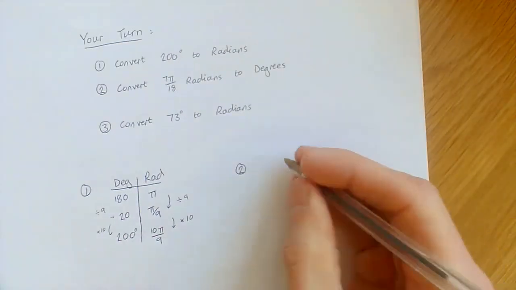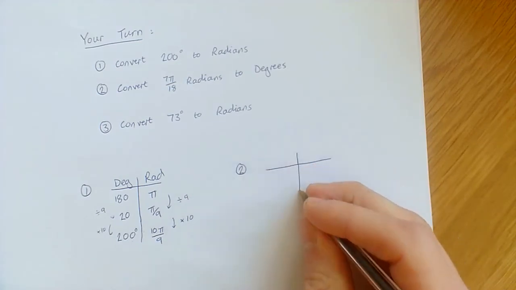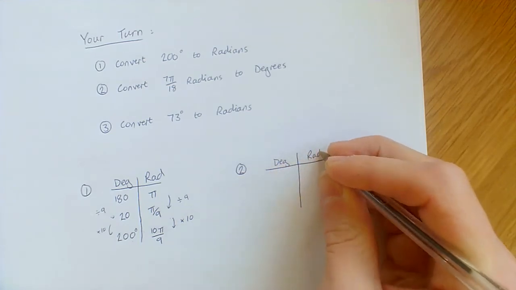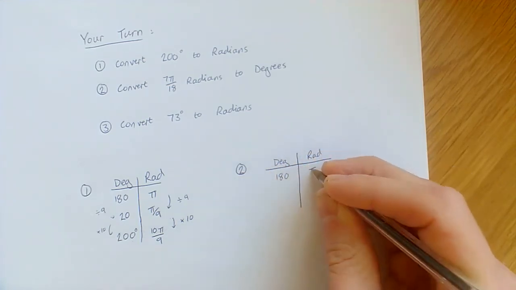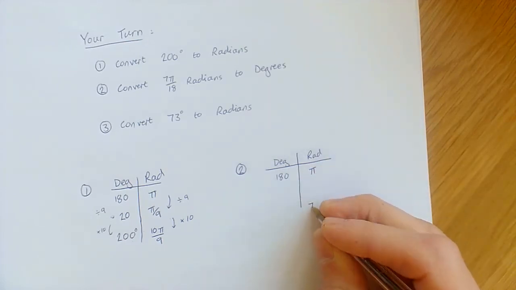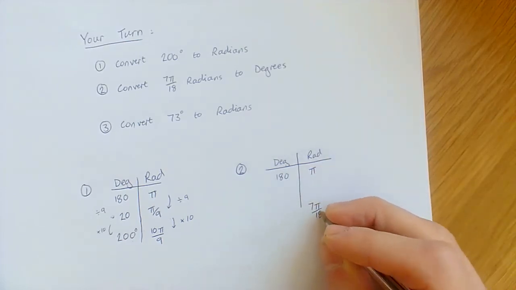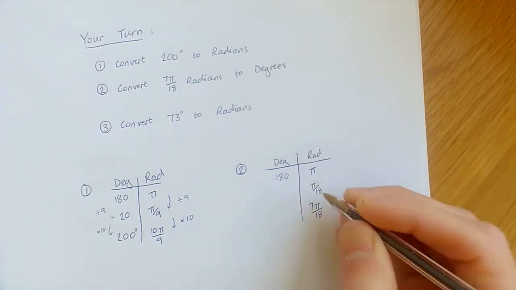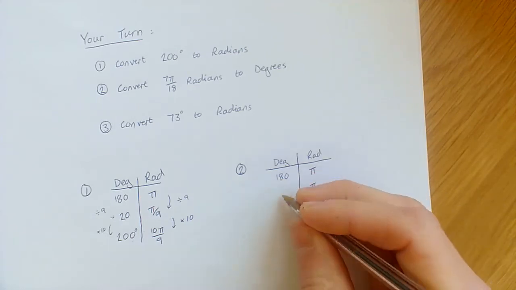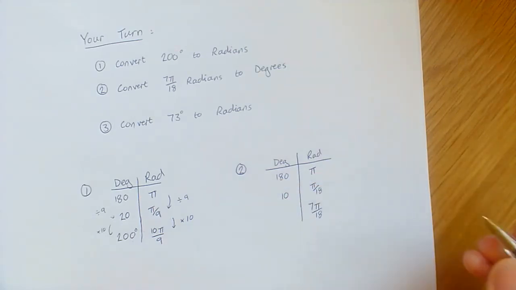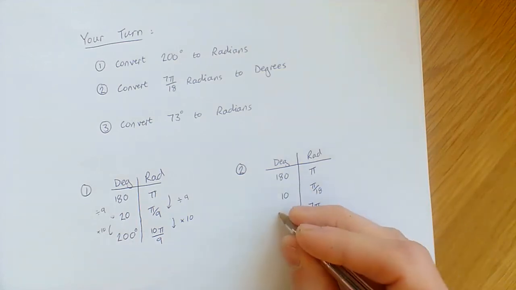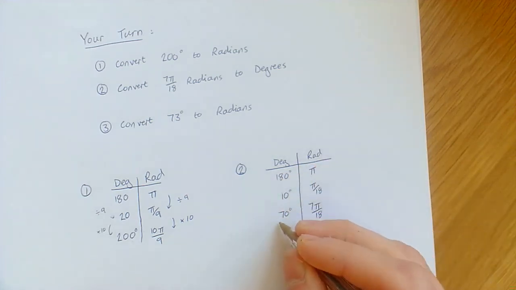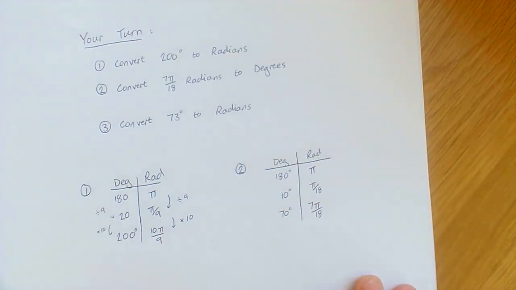Question 2. Same layout: degrees, radians, starting with 180 being the same as pi radians. We want to get to 7 pi over 18 down here. The first step I'm probably going to do is work out what pi over 18 is. So I'm dividing by 18 here, which gets me 10 degrees. And then I'm timesing that by 7. So my 7 pi over 18 is exactly the same as 70 degrees.